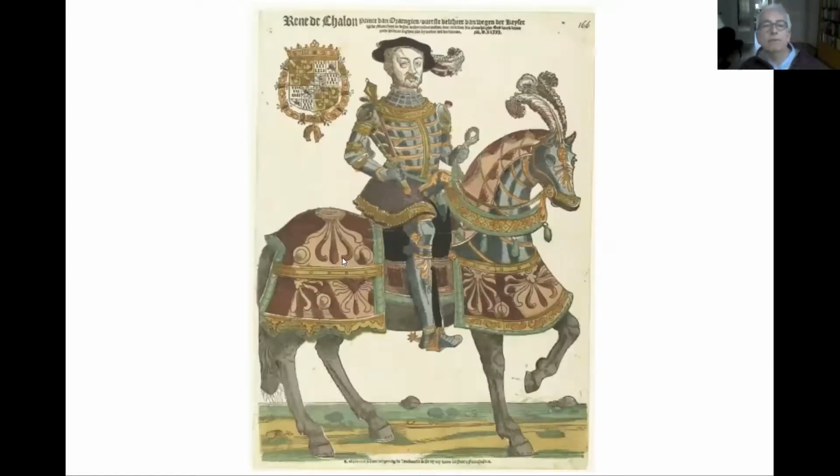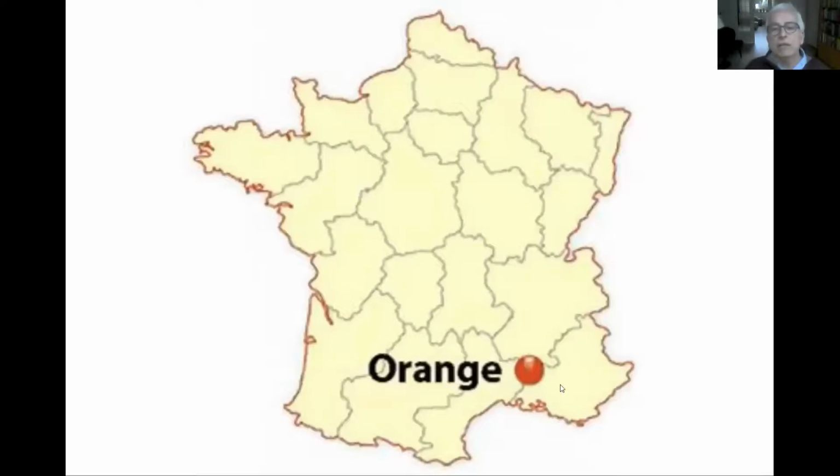And now we'll have a look at his nephew, René de Chalon, Prince of Orange. Orange is located in the southern part of France, with a beautiful Roman theater. René de Chalon was the Prince of Orange. When he died, the title went to William. So suddenly he was prince, and that made him an interesting person for Charles V.